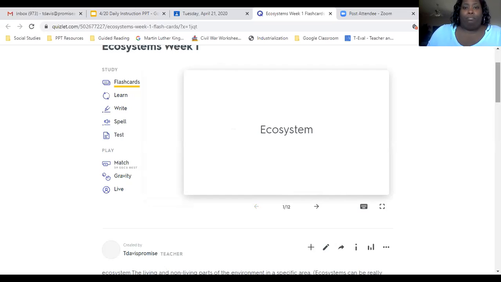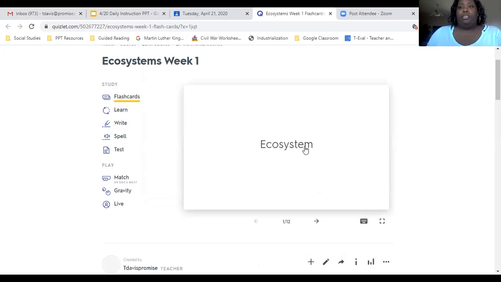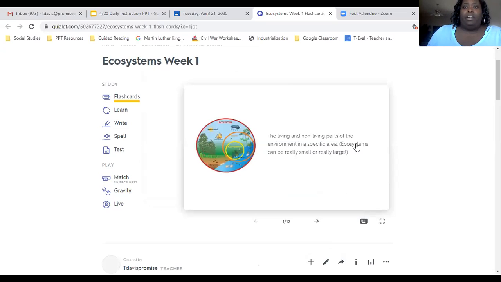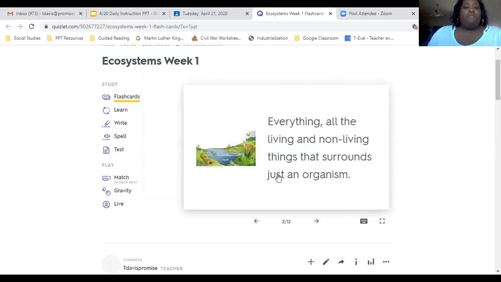All right. So our first term is ecosystem. My turn, your turn, ecosystem. All right, so an ecosystem is the living and non-living parts of the environment in a specific area. Ecosystems can be really small or really large, okay? The next term, my turn, your turn, environment. An environment is everything, all the living and non-living things that surround just an organism.